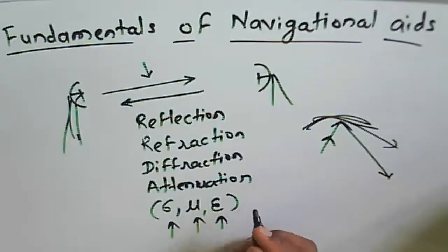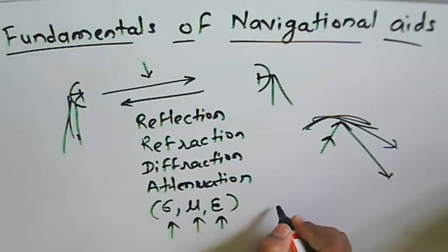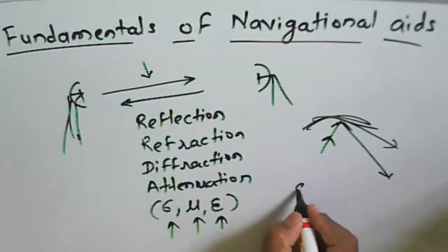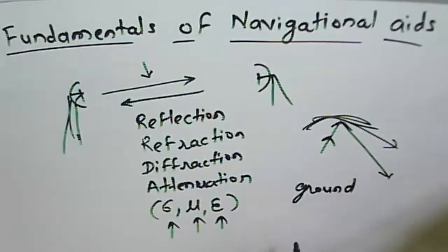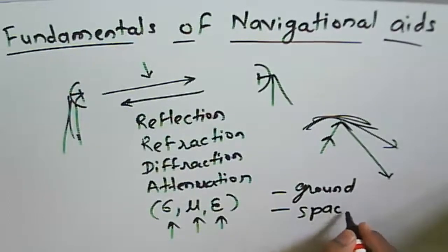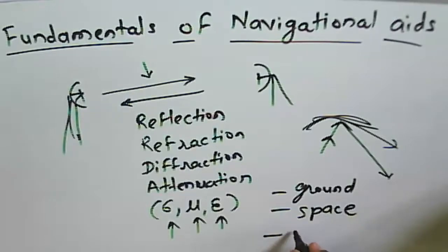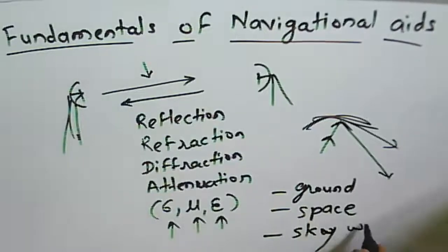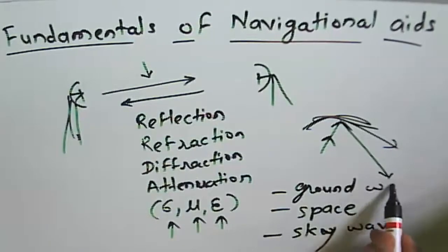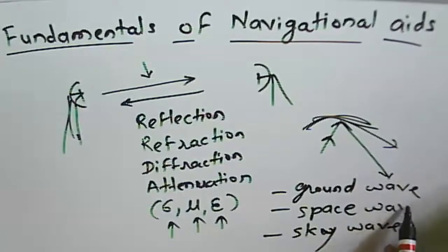Generally, a wave propagation exists in terms of the wave propagating on the ground, so we can say a ground wave propagation system. Or the wave is propagating through space, in which case we say a space wave propagation, or the wave propagating in the sky, which we call sky wave propagation. So we have sky wave propagation, ground wave propagation, and space wave propagation.